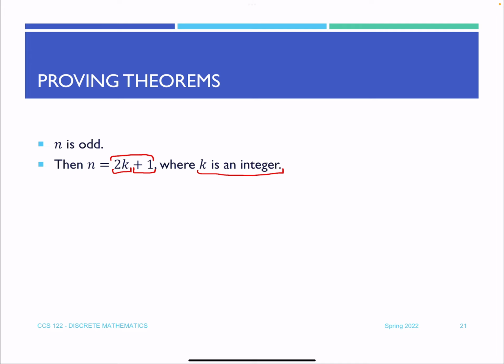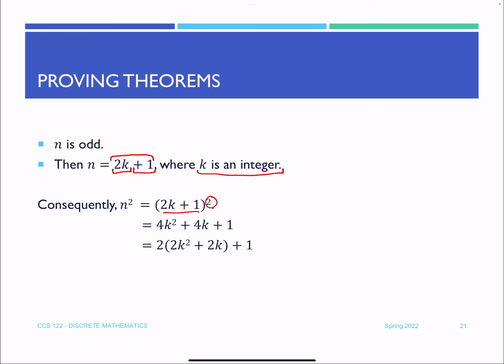So if that is n, then what does that make n square? n square becomes just the square of 2k plus 1. We open up that square term and we get 4k squared plus 4k plus 1. We can take 2 out as a common factor out of the first two terms, and we can rewrite that like so.